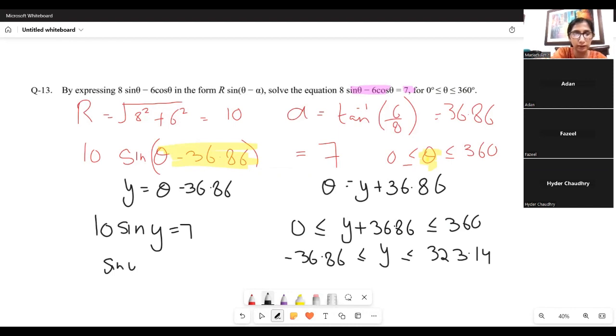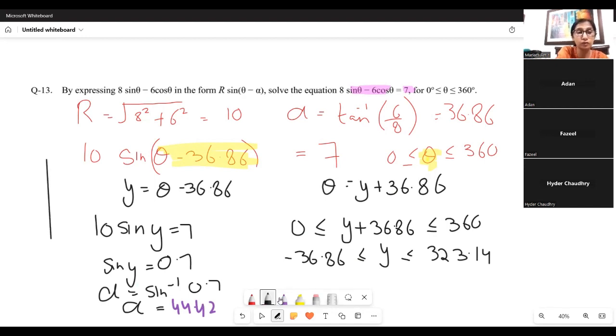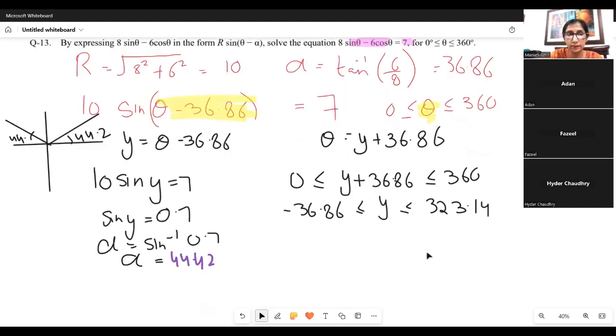Okay, now we can go ahead and solve it. Sine y equals 7 by 10, 0.7. Find alpha first. Alpha equals sine inverse 0.7, we're in degrees, which is 44.42. Now 7 by 10 is a positive value. Sine is positive, so that will be in the first quadrant and the second quadrant. So we have 44.2 here and 44.2 here. So the two values of y would be y equals 44.2 and y equals 180 minus 44.2.